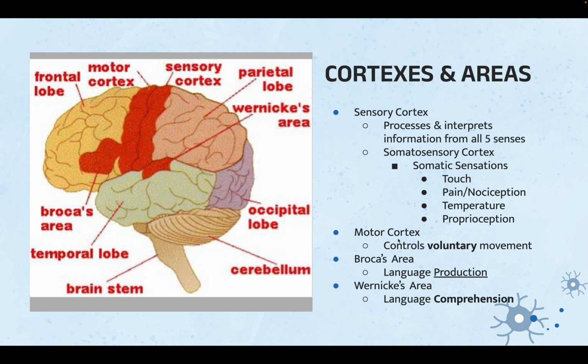The motor cortex controls voluntary movement. So let's say you think about wanting to move your arm, well, the motor cortex is the one that actually does it for you.